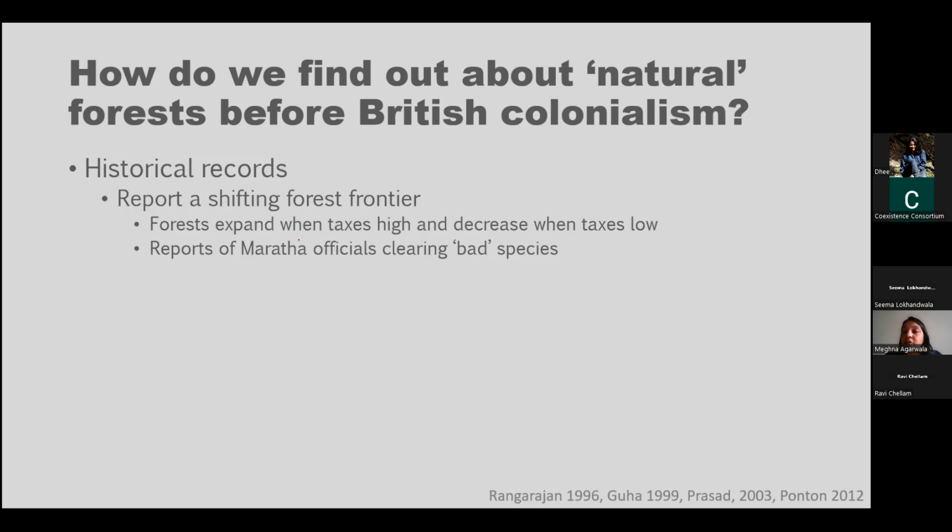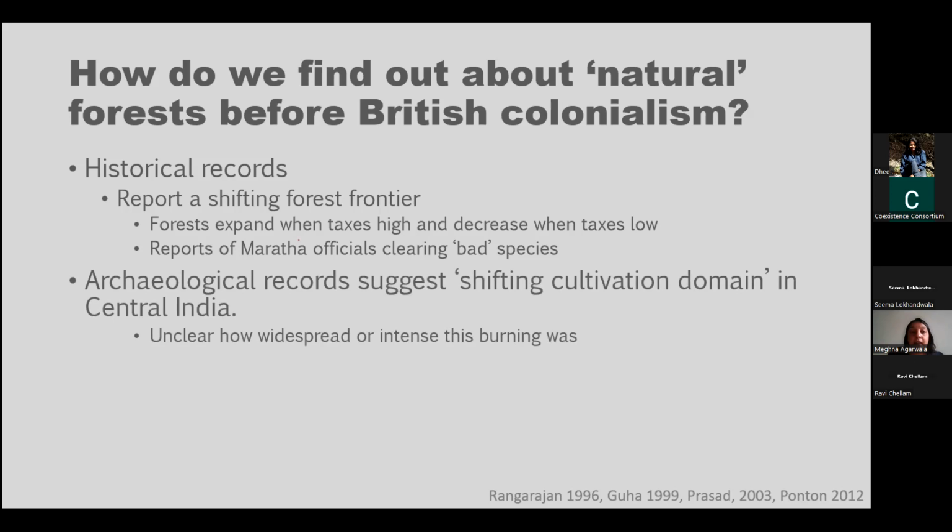And then you have records of Maratha officials removing bad species that they thought had grown, etc. So the way they valued trees and forests is also very different. In addition, there is a lot of archaeological research, and archaeological research has identified central India as an area of a shifting cultivation domain.